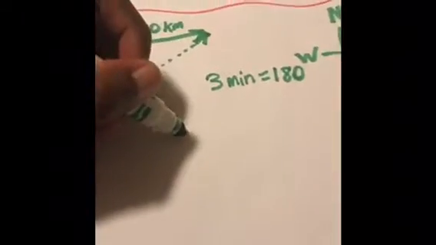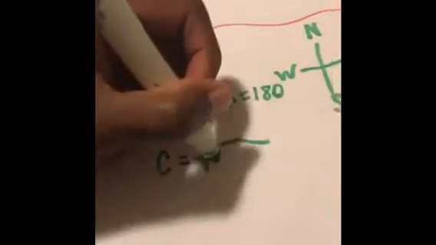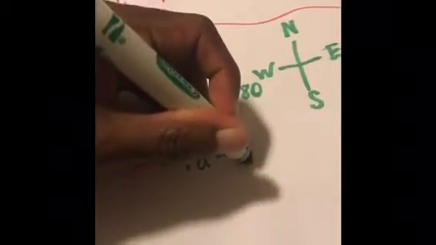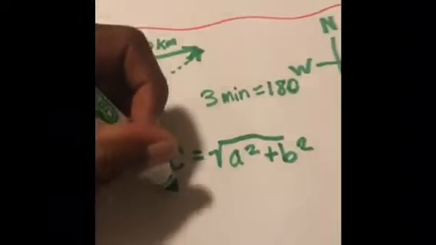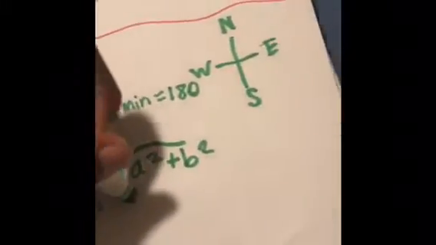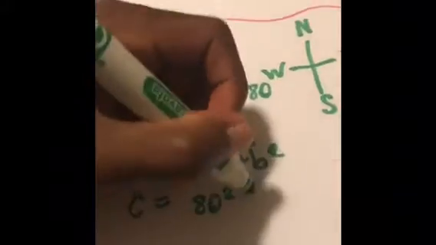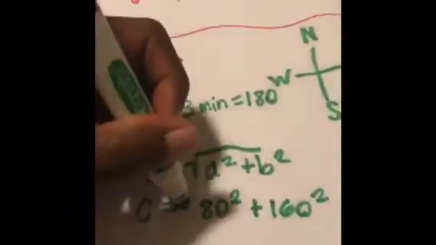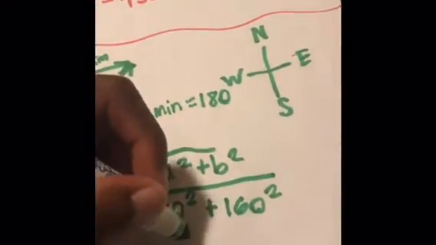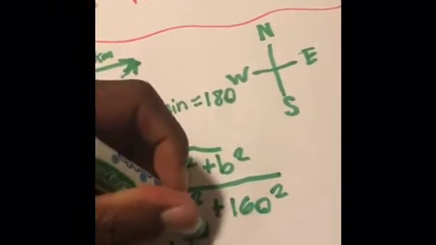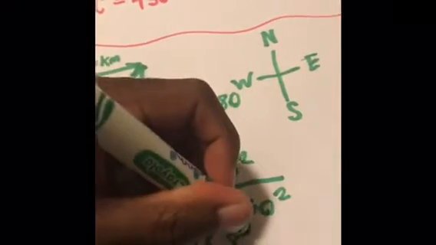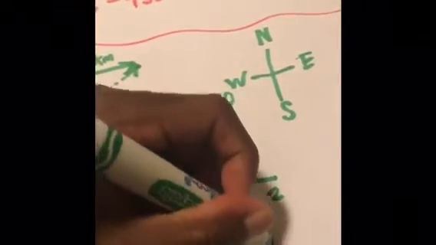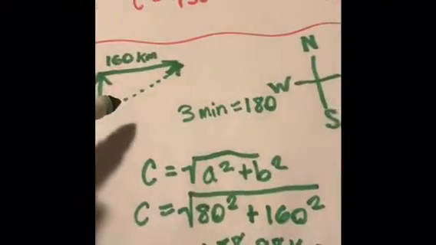So now we can do the Pythagorean theorem, which is c equals the square root of a squared plus b squared. So we can substitute that in as c equals the square root of 80 squared plus 160 squared. And then we can square root this entire thing. And our answer would be 178.88 kilometers. So this is the magnitude of the resultant vector.